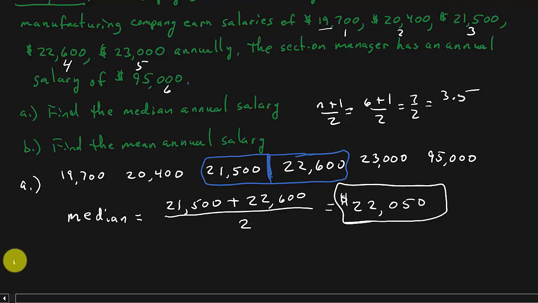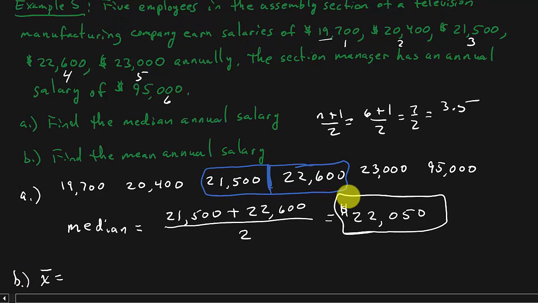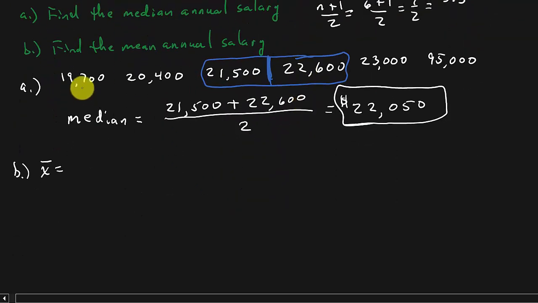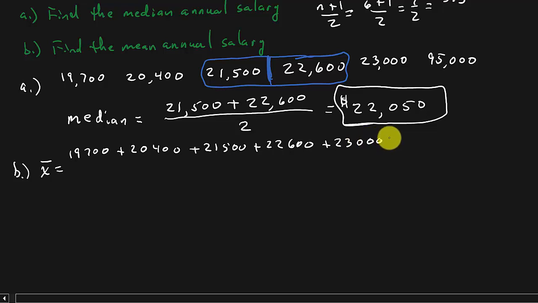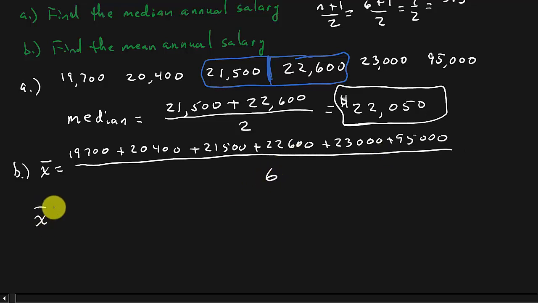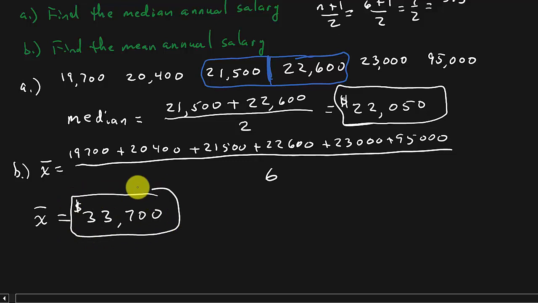Okay. Now for part B, they want us to find the mean, X bar. So that's just adding them all up. So I've got them in this order right here. Let's just add those up. So that's 19,700 plus 20,400 plus 21,500 plus 22,600 plus 23,000 plus 95,000, and that's divided by 6. And so we get X bar is equal to $33,700, and that is your mean.